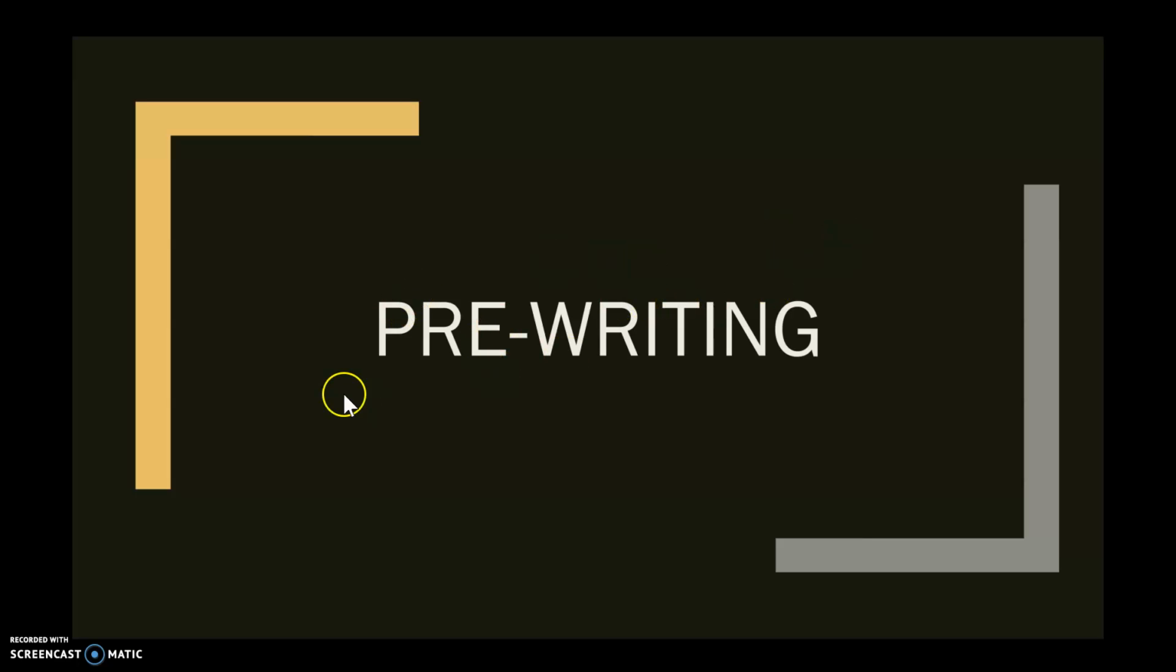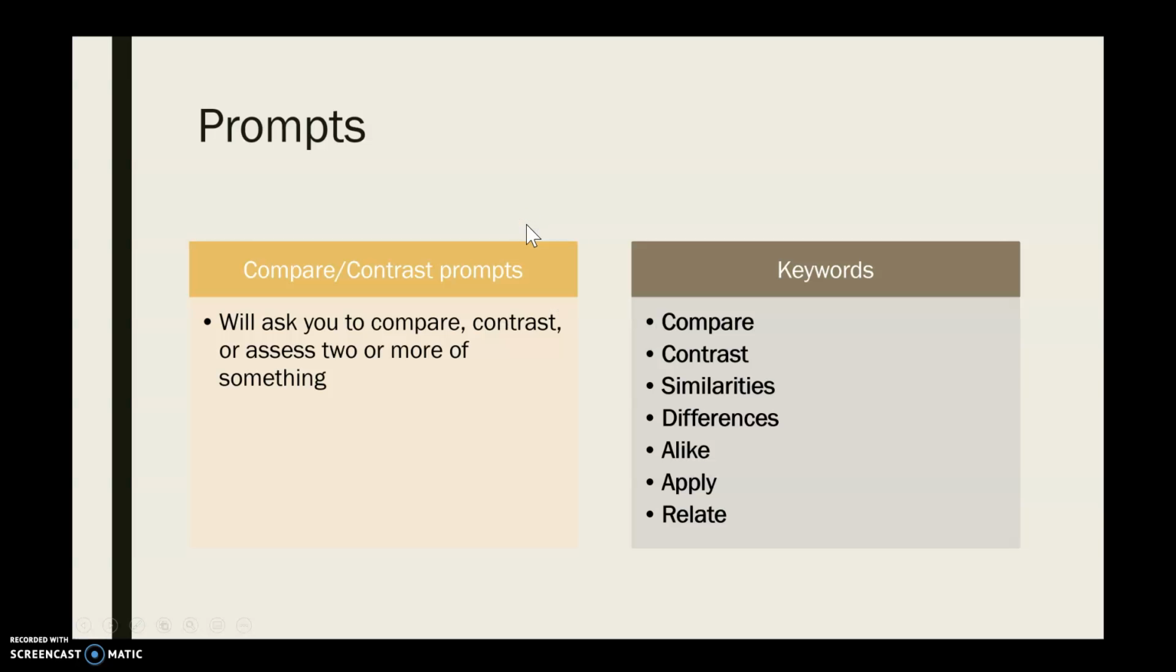So now we're going to talk about pre-writing. What we were talking about before is some basic information about what you do in a compare-contrast essay or compare-contrast paragraph. You'll do it in a compare-contrast essay later. Now we want to talk about what you do before you actually start writing it. So the first thing we want to look at is the prompt. What is the prompt asking you to do?